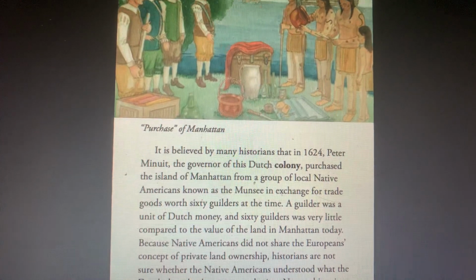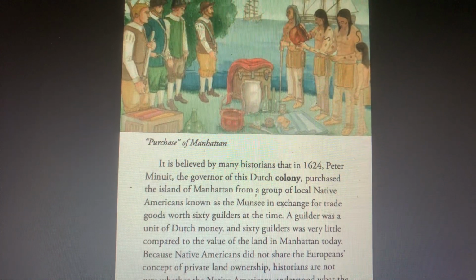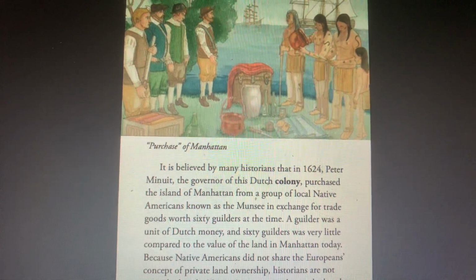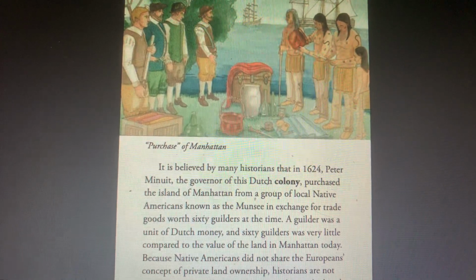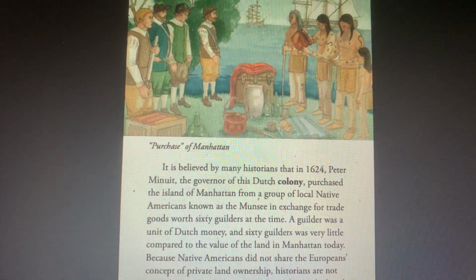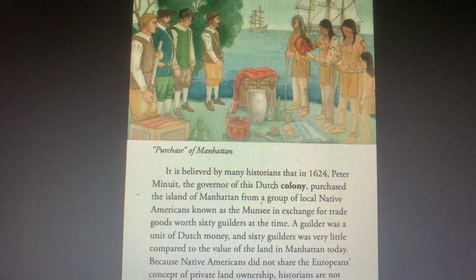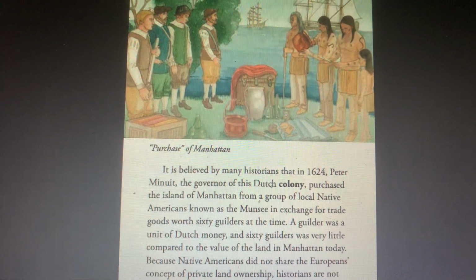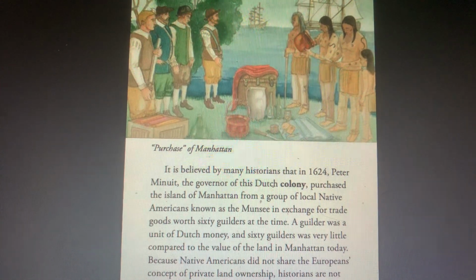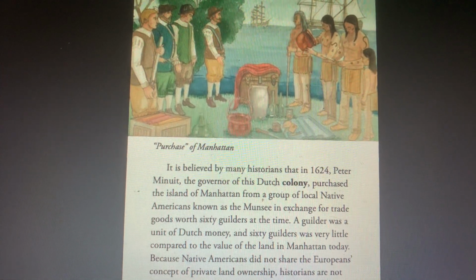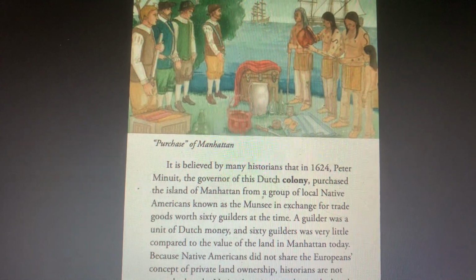It is believed by many historians that in 1624, Peter Minuit, the governor of this Dutch colony, purchased the island of Manhattan from a group of local Native Americans known as the Munsee in exchange for trade goods worth 60 guilders at the time. A guilder was a unit of Dutch money, and 60 guilders was very little compared to the value of the land in Manhattan today.